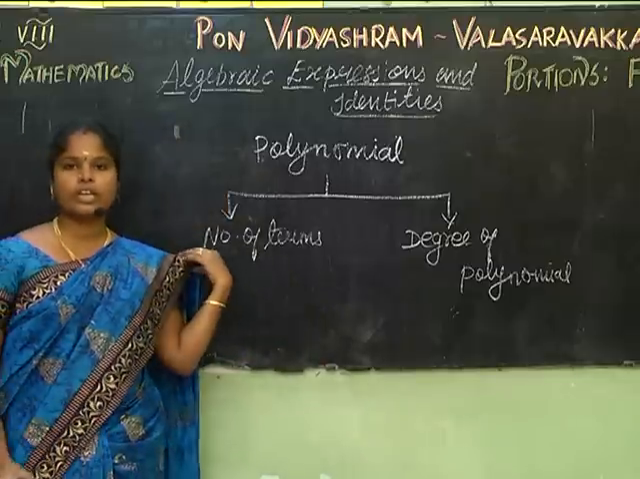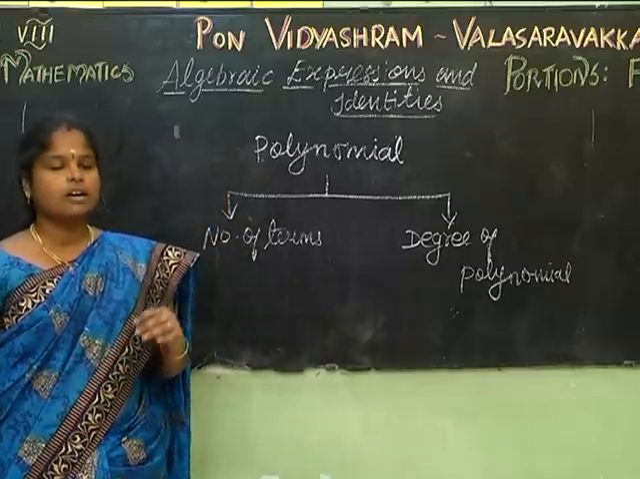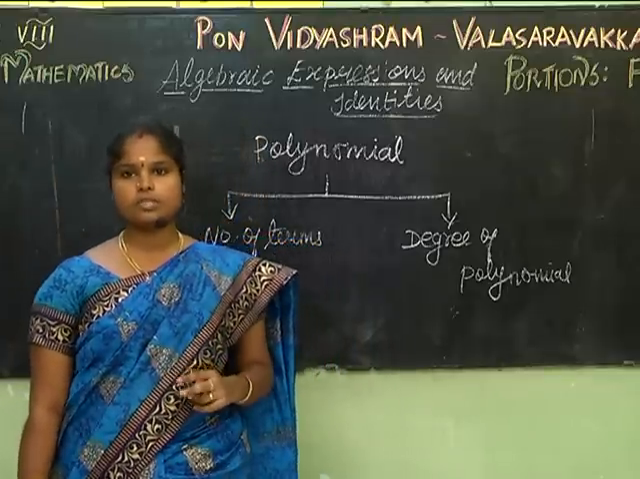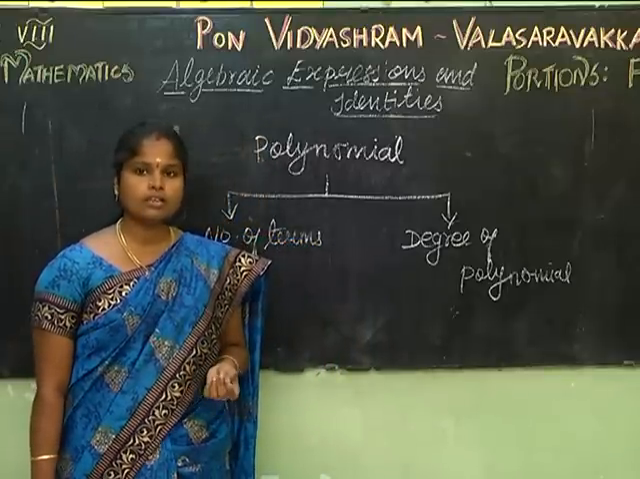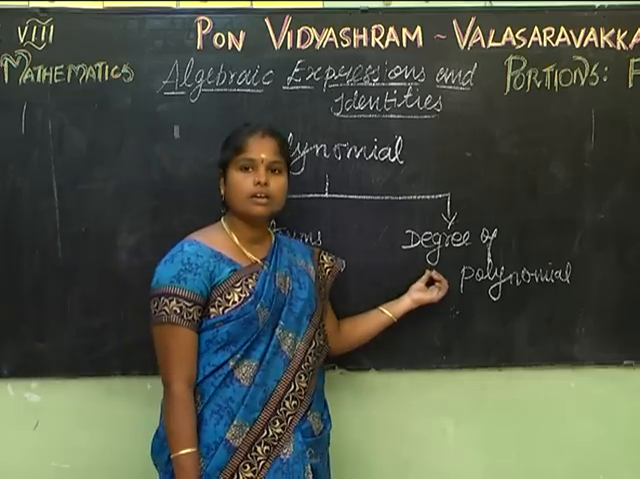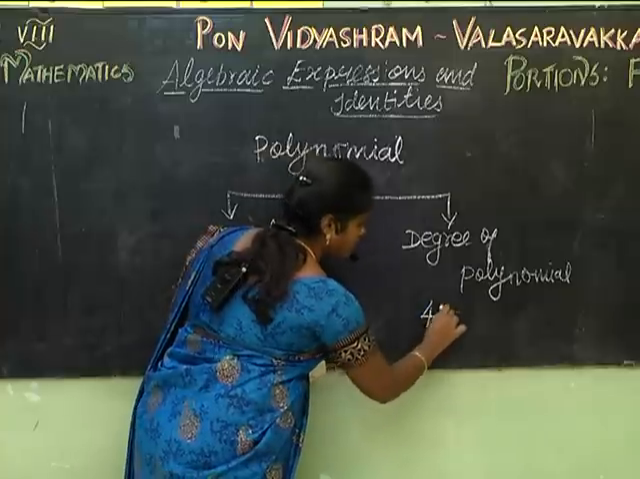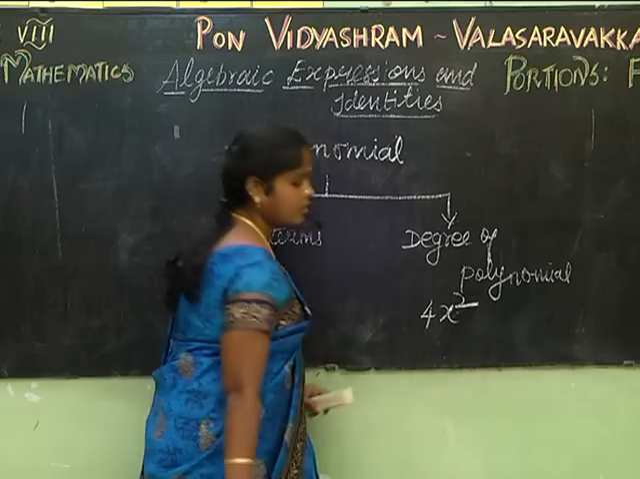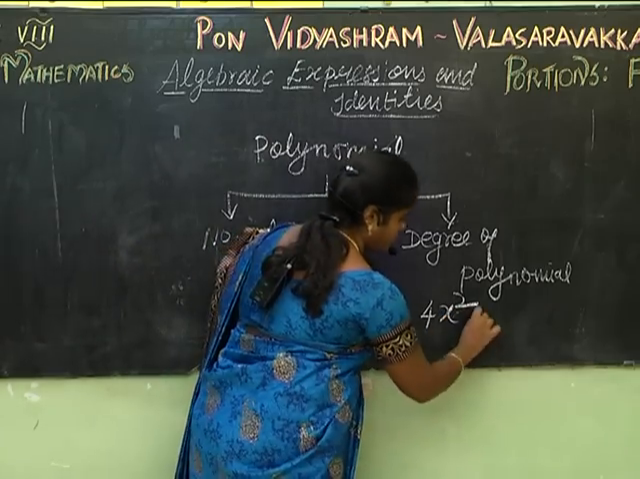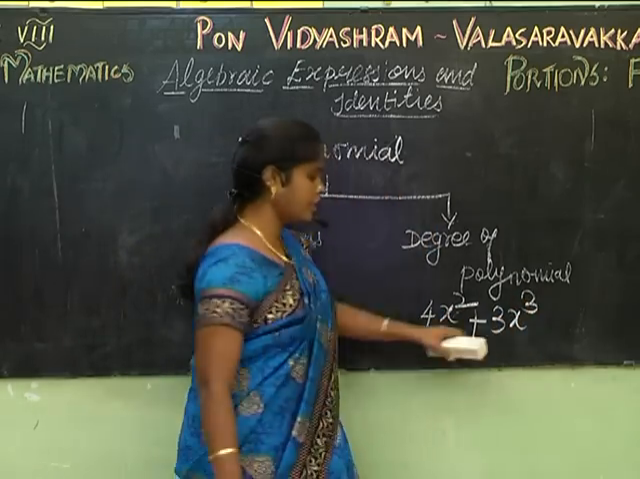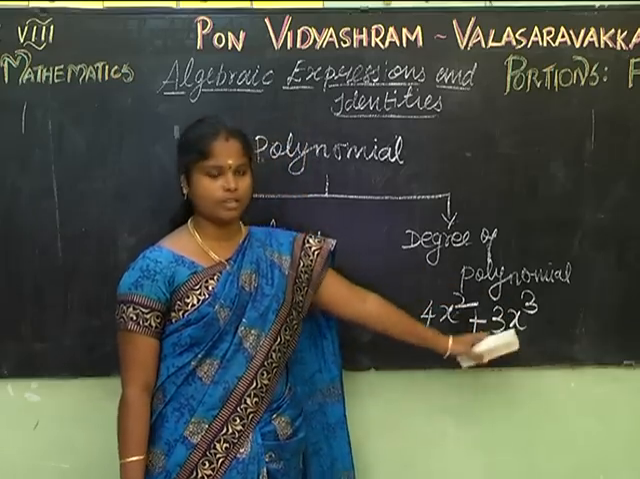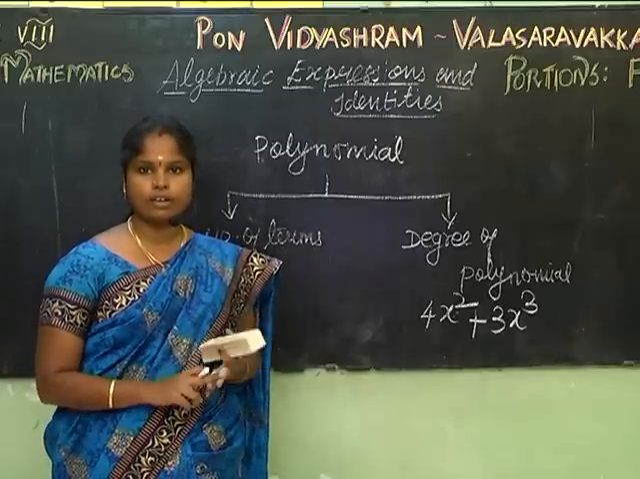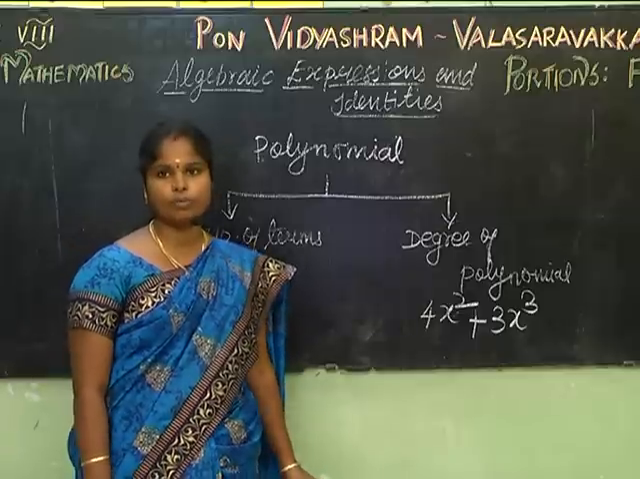Based on the number of terms, we can divide the polynomial into categories. The expression having one term is a monomial, 2 terms a binomial, 3 terms a trinomial, and more than 3 terms is a polynomial. Based on the degree, the expression with degree 1 is called a linear polynomial, degree 2 is a quadratic polynomial, and degree 3 is a cubic polynomial. So there are 2 different kinds of polynomial: one is monomial, binomial, trinomial; the other is linear, quadratic and cubic polynomial.